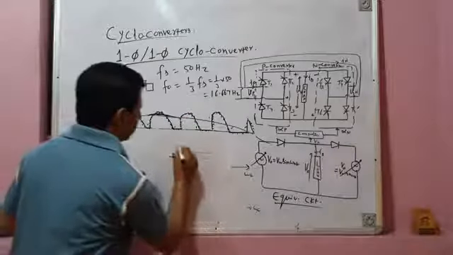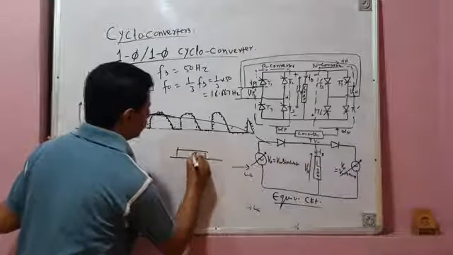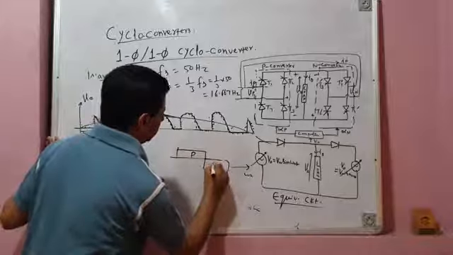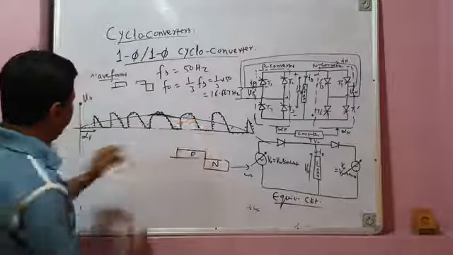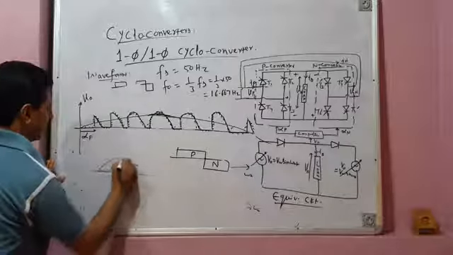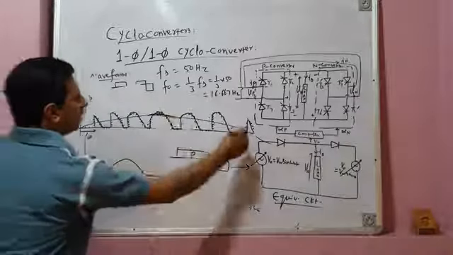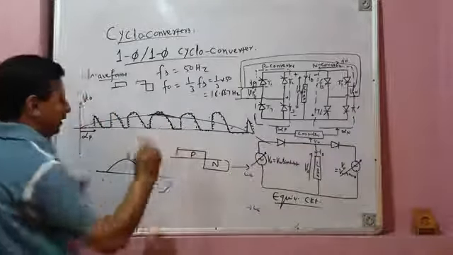Like in the previous case, I have shown average load voltage for positive half cycle like this and average negative voltage for negative half cycle like this. But in this case, what is the average voltage for positive half cycle? It is almost sinusoidally varying. And similarly, for negative half cycle, it will be sinusoidally varying.